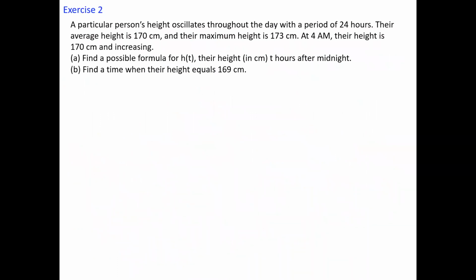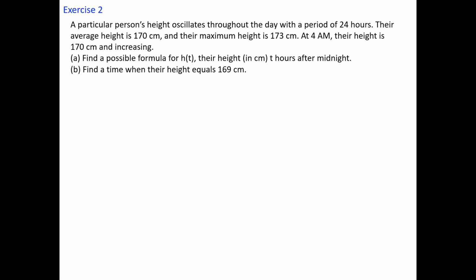Okay, I have this. A particular person's height oscillates throughout the day with a period of 24 hours. The average height is 170 centimeters, and the maximum height is 173 centimeters. At 4 a.m., the height is 170 and increasing. Okay, this is suggesting the model. We will see. Find the possible formula for h of t, the height in centimeters, t hours after midnight, and find a time when the height equals 169.